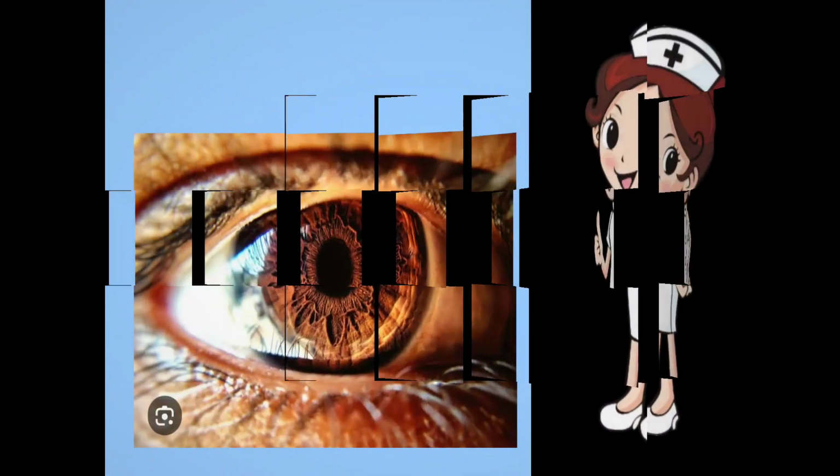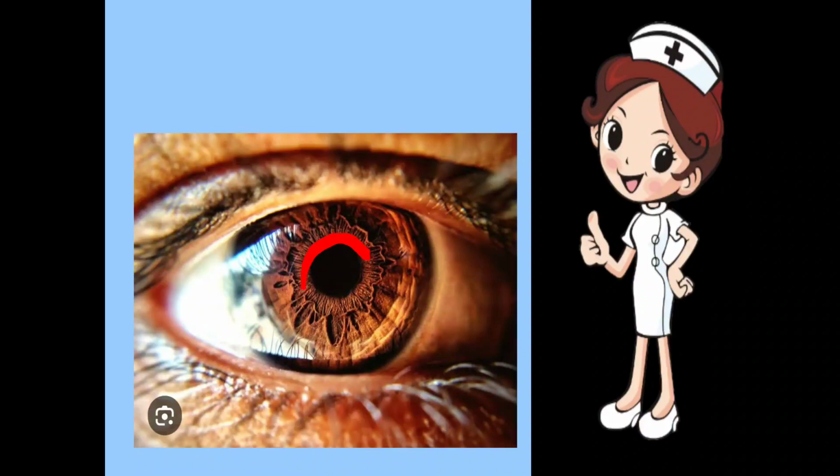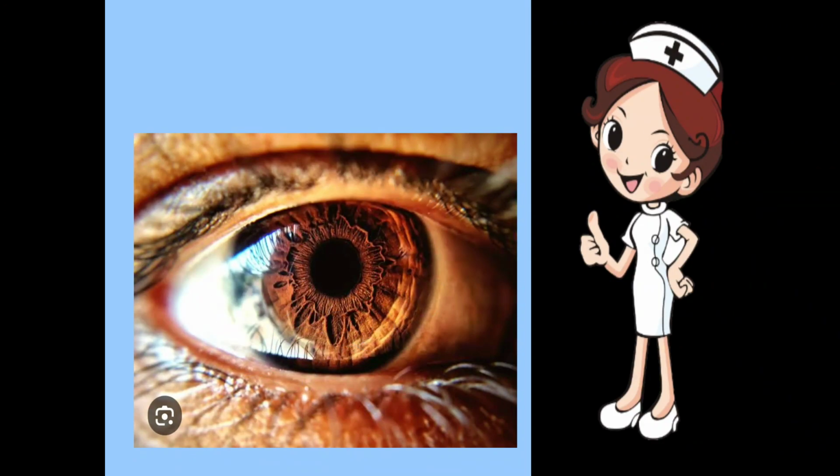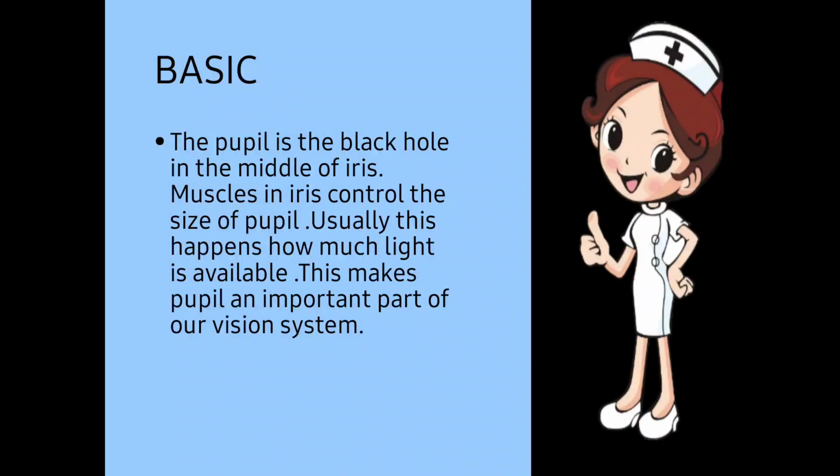If you can see here, this is the black part, and the black part is a hole which is known as the pupil. Next is the colored part, which is known as the iris. So the pupil is present in the middle of the iris, a small black hole, and the size of the hole changes according to the availability of light. How much light is available? According to that, the size of the pupil gets changed.